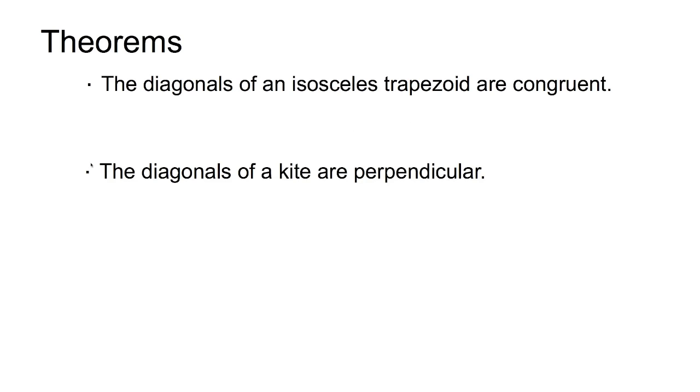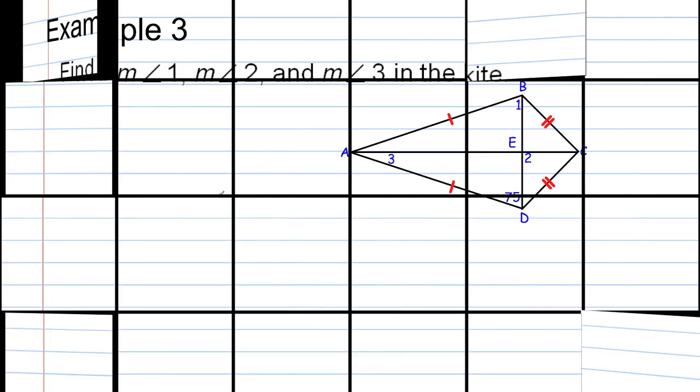The next thing is that the diagonals of a kite are perpendicular. Now, the diagonals of a rhombus are perpendicular. And really, you could say that that's a special kind of kite. So let's see how to use these theorems and properties to solve problems.